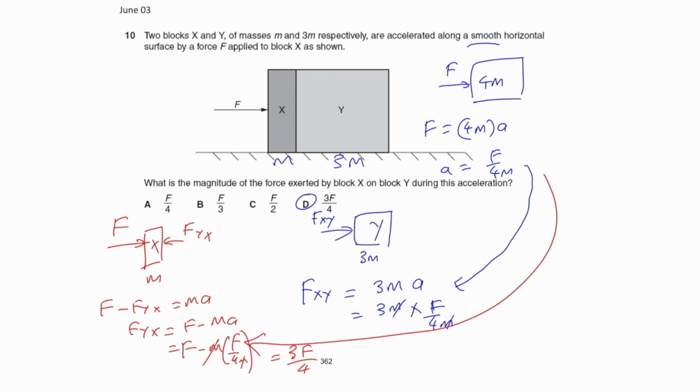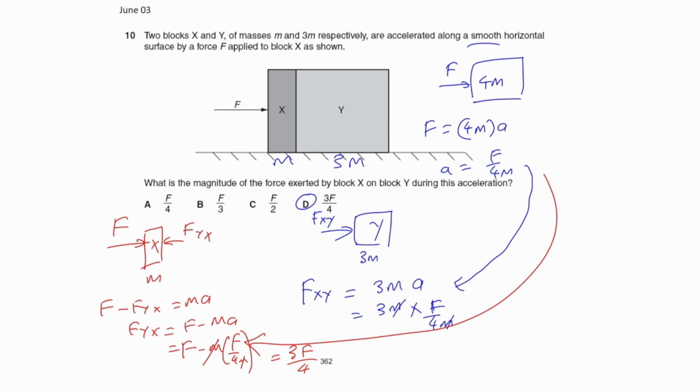So for example, since I want to find the force that X exerts on Y, I need to draw the free body diagram for Y. What are the forces acting on Y? The force that X pushes on Y. Now I wouldn't draw the F here on Y because Y doesn't know that I'm pushing X. He only knows that X is pushing Y. So I cannot draw the F on Y, I can only draw the force that X exerts on Y. And the mass is 3M. So the net force is Fxy equals 3MA, and then the acceleration I can bring back here because it's the same acceleration, and I get 3F over 4.